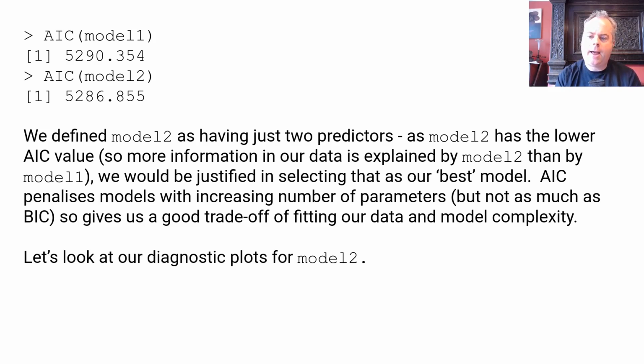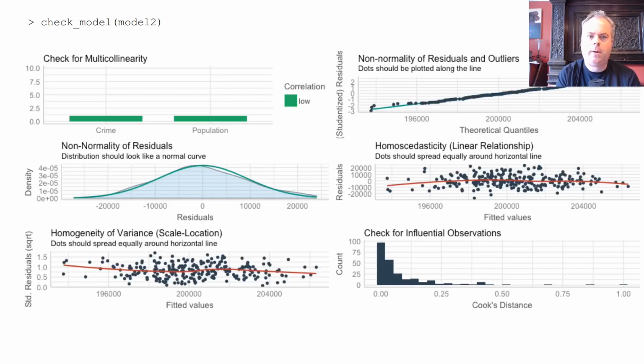Related to AIC is BIC, Bayesian Information Criteria, which also penalizes parameters when you add them, but even more so than AIC. So we might go for the AIC selection in this case, in which case we will go for Model 2. So that's the model where we're predicting house prices with just 2 predictors. So if we're going for that, let's check our assumptions again.